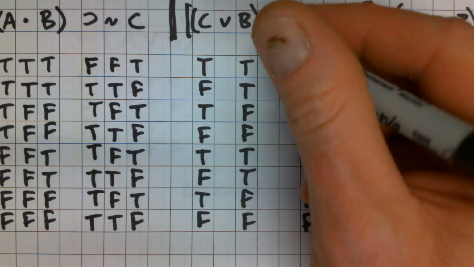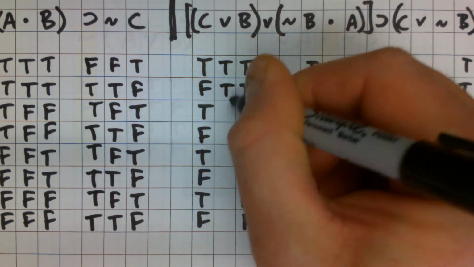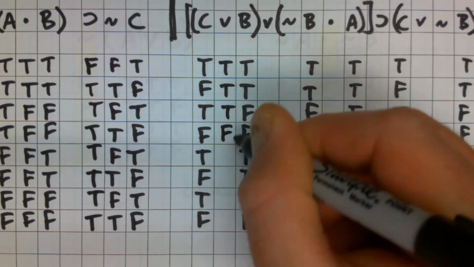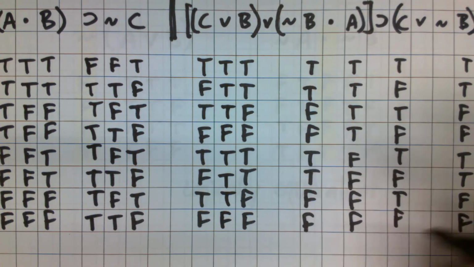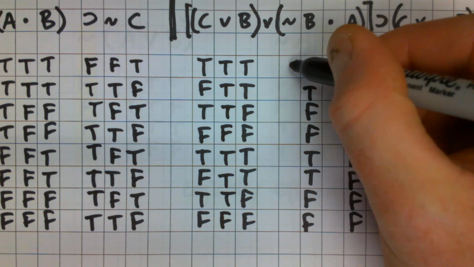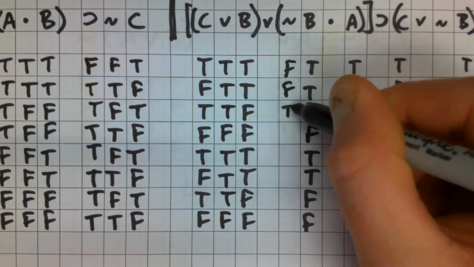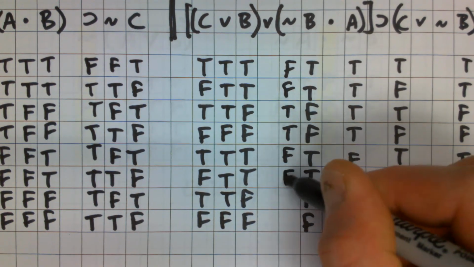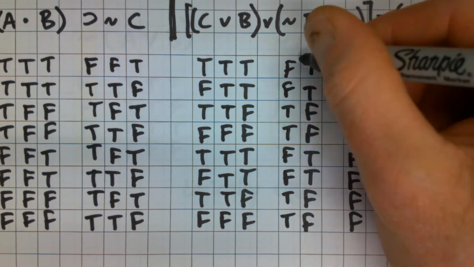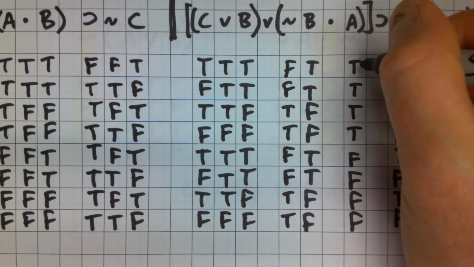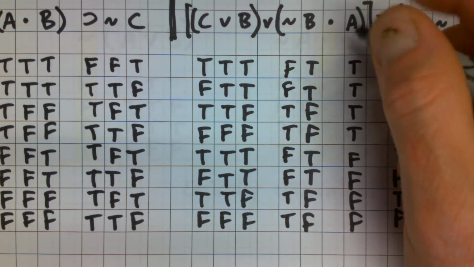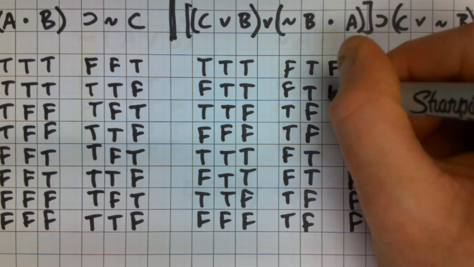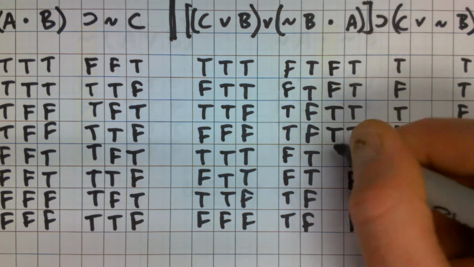I'll start with my disjunction, which is true as long as one of the disjuncts is true. In all other cases, it's false. Here I have a negation. And now I have a conjunction of my negation and A. So I have to have two trues in order for it to be true. In all other cases, it's false.